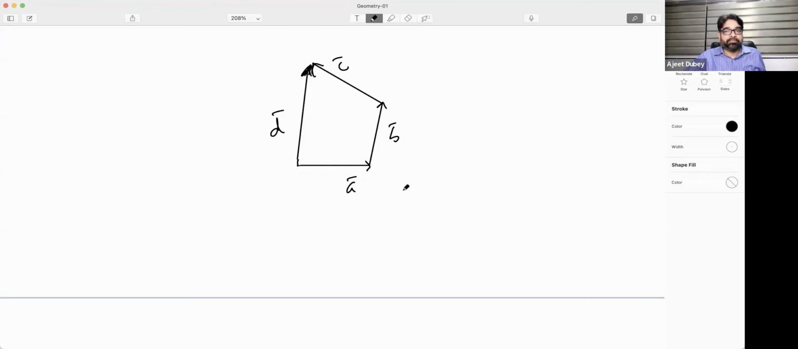Think carefully. Is this a closed loop or not? First start: A plus B plus C plus this vector, in this direction. They should move in one direction. This is the A vector, no doubt, plus B vector, no doubt, plus C vector, no doubt. But what is this vector? This vector is minus C vector.